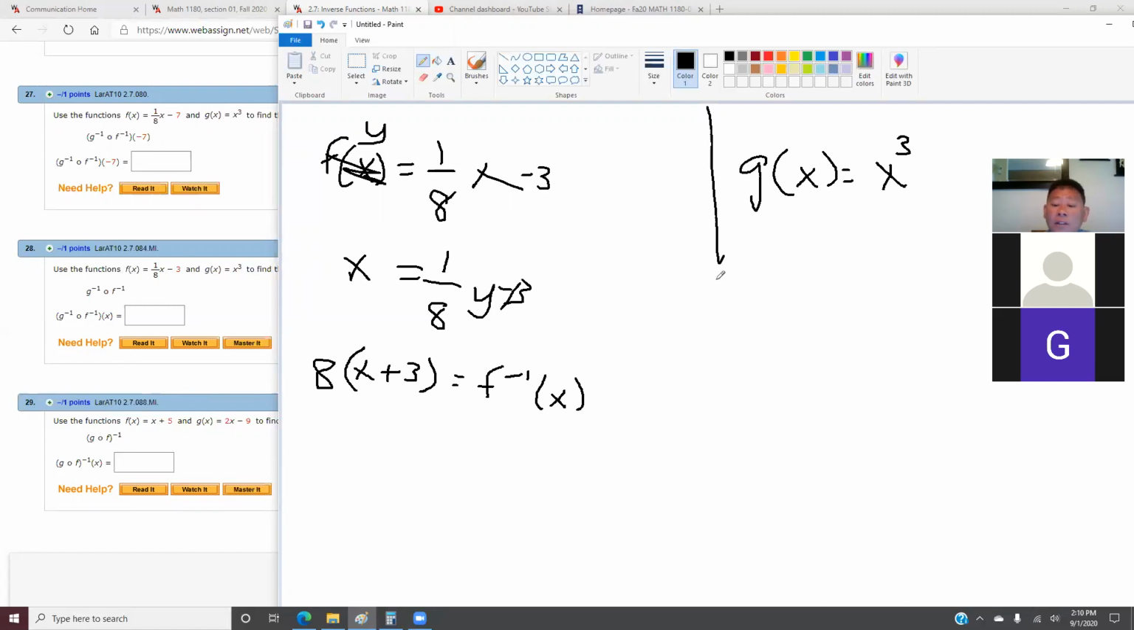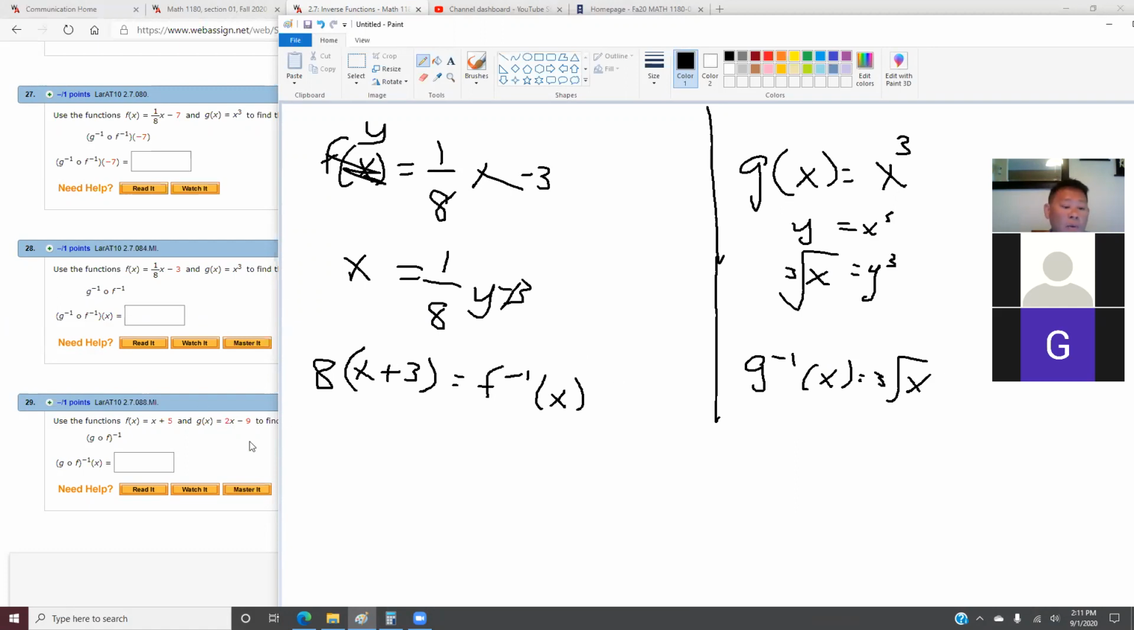And now you do the inverse function of g of x. So this is y equals x cubed. Then I reverse this: this is x, this is y. And in order for us to get rid of this, I take the cube root. So the inverse function of g is actually the cube root of x.